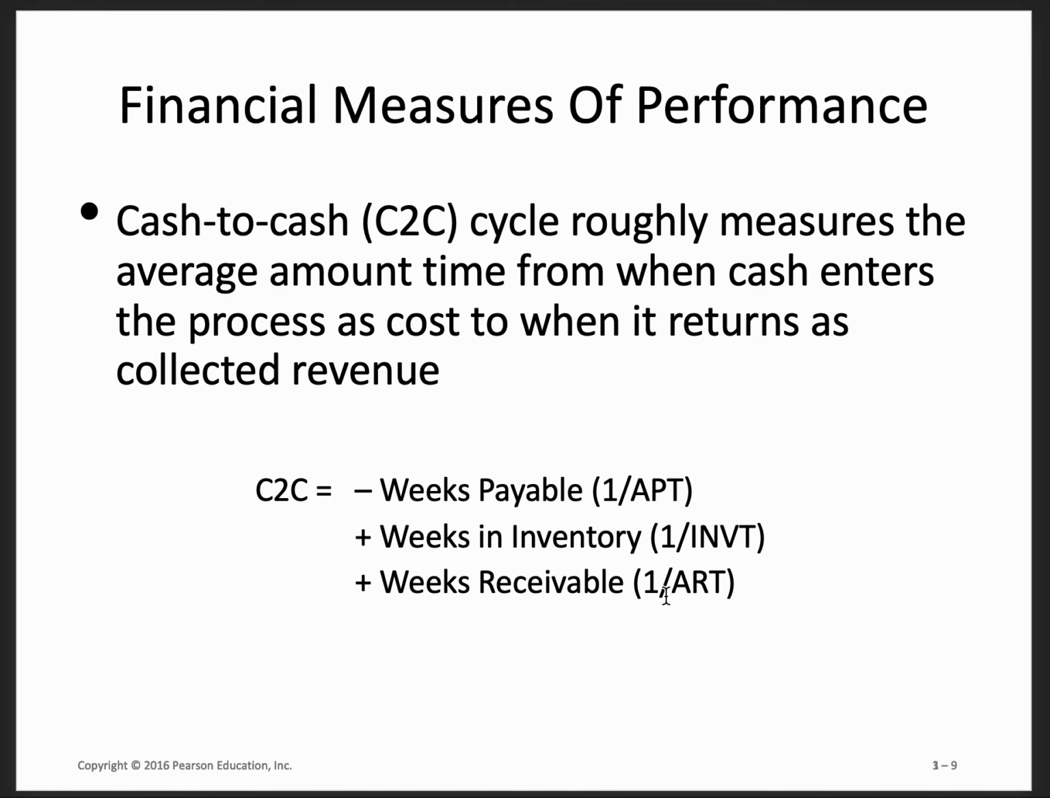From that, if you subtract 1 over accounts payable turnover, because that's how quickly you have to pay your vendors, it tells you how long it takes between something entering your system as cost and then coming back as collected revenue. So let's say you pay your vendors for raw materials, and how long do you have to wait before you have to pay them? And then in the meantime, you're holding inventory on hand, and then you're also receiving money from your customers. So if you include all of that, you can calculate the cash to cash cycle.